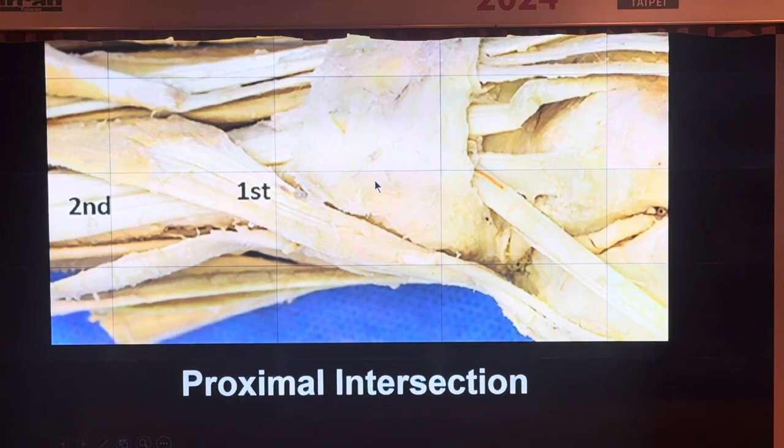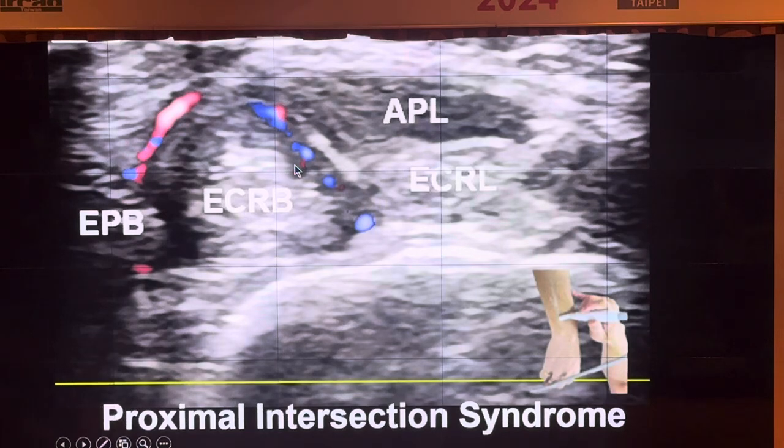Proximal intersection is the area where the tendons inside the first compartment cross over the tendons of the second compartment. In this case, you can find, between the tendons inside the first compartment and the tendons inside the second compartment, thickening of the tendon sheath with hypervascularity. So the patient has proximal intersection syndrome.